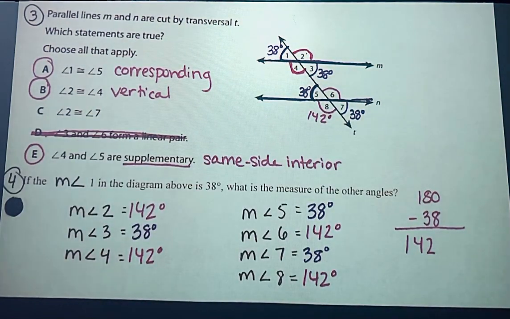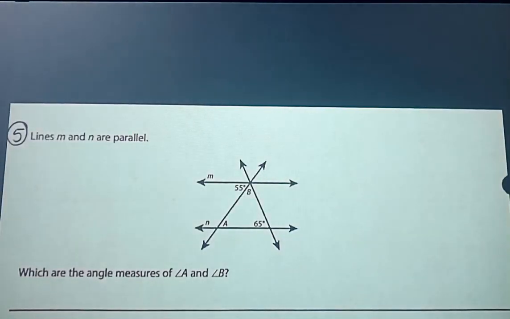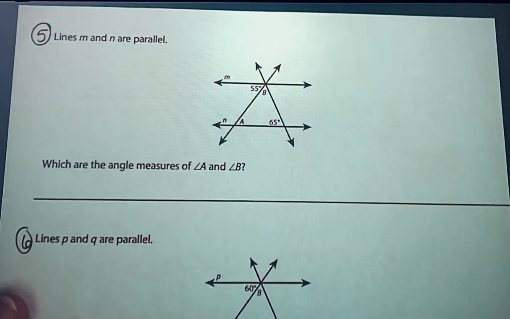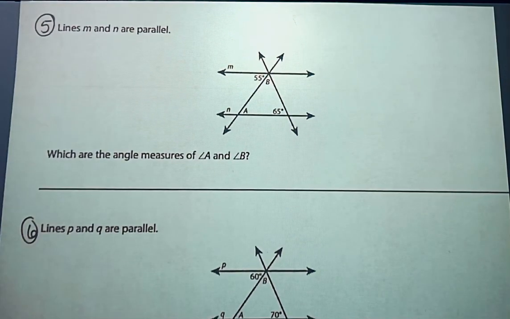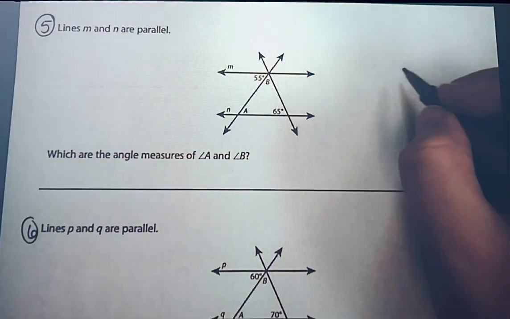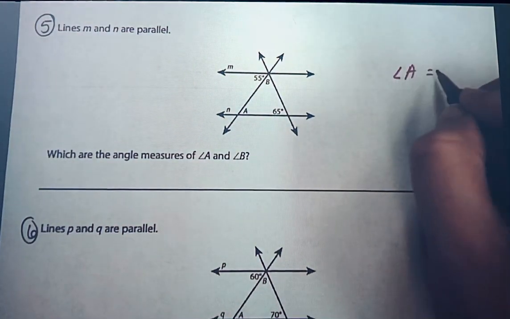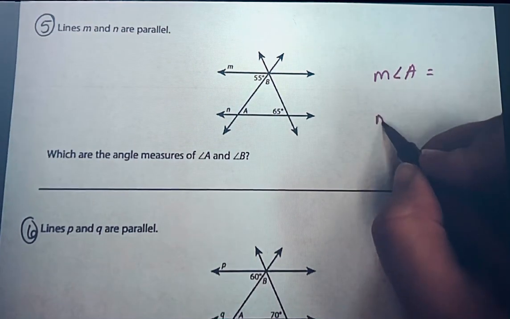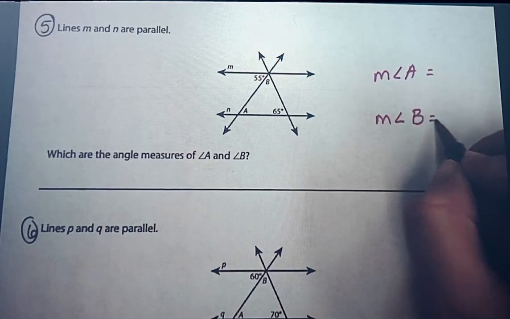All right, moving to the back. Number 5 and number 6 are very similar problems. It says lines M and N are parallel. Which are the angle measures of angle A and angle B? So we're trying to find the measure of angle A and the measure of angle B.